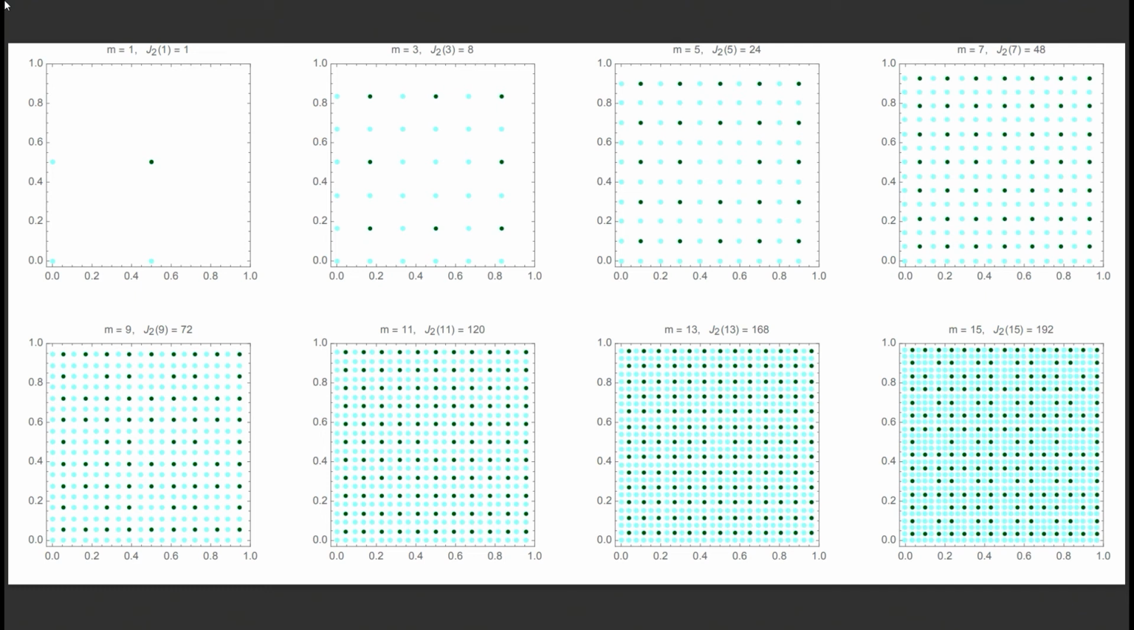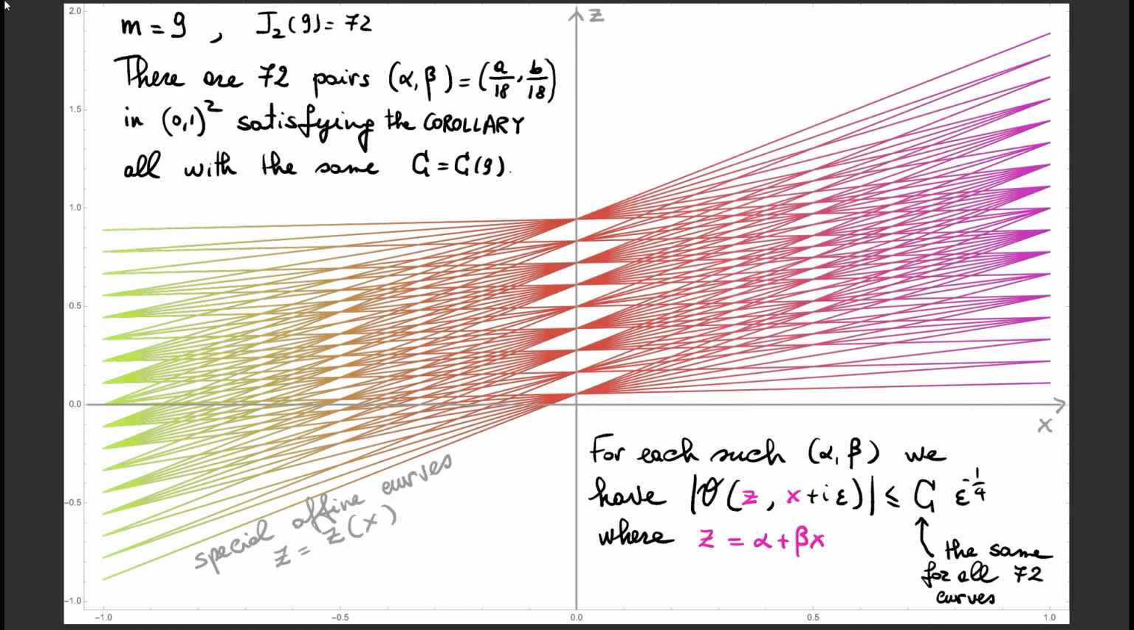And I hope to convince you that these pictures are actually orbits under a certain action, and understanding these orbits and understanding the geometry of these orbits is somehow a key dynamical aspect of our analysis. All right, so let's see.